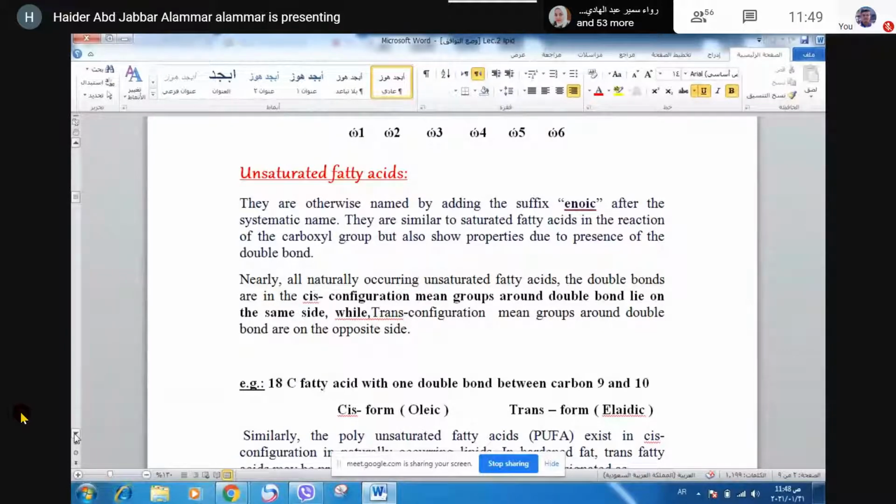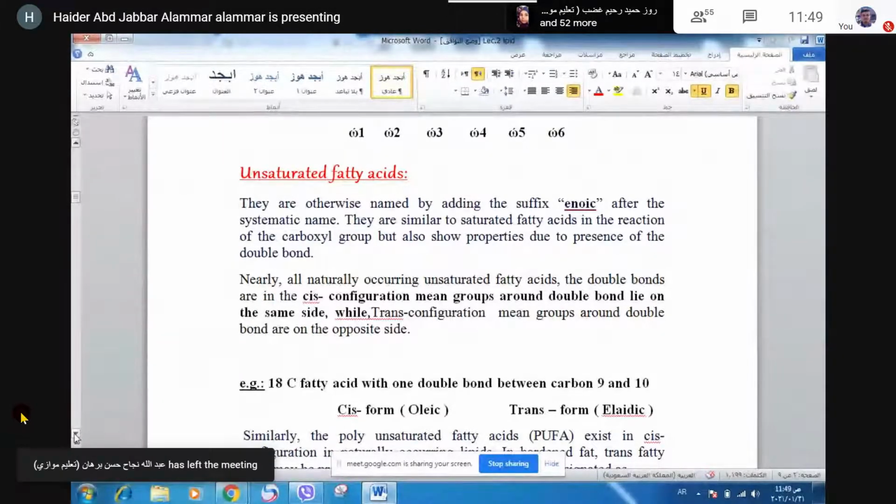Nearly all naturally occurring, here, this is important, you may get an MCQ. Nearly all the naturally occurring unsaturated fatty acids have the double bond in cis configuration.